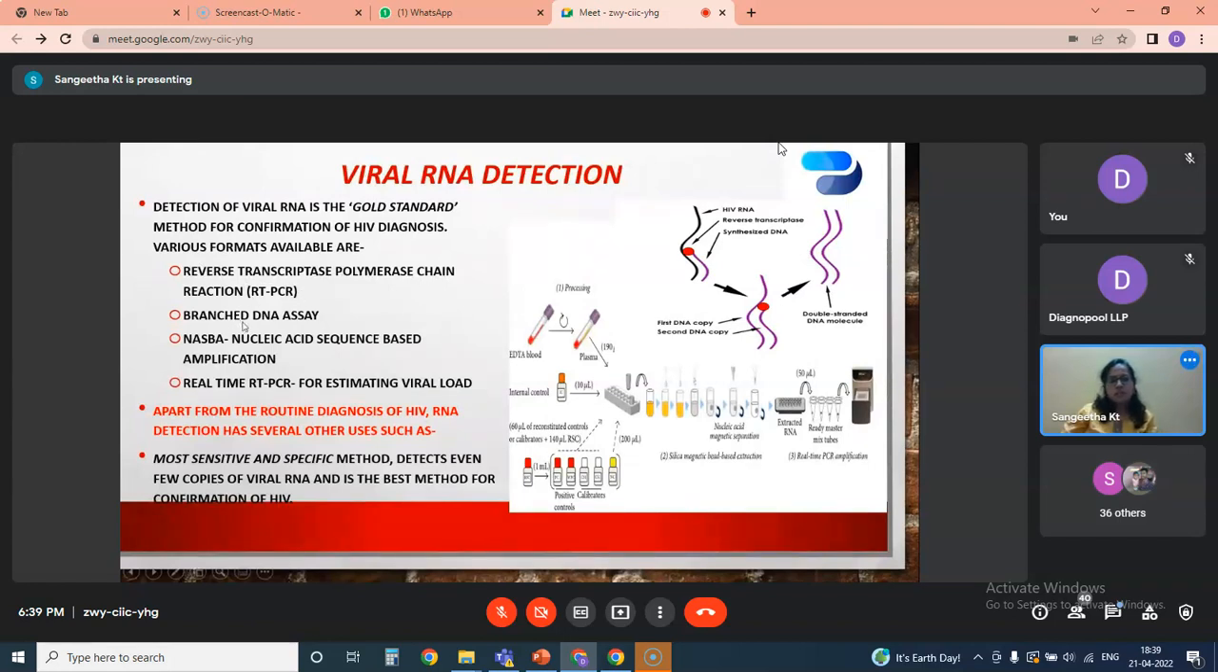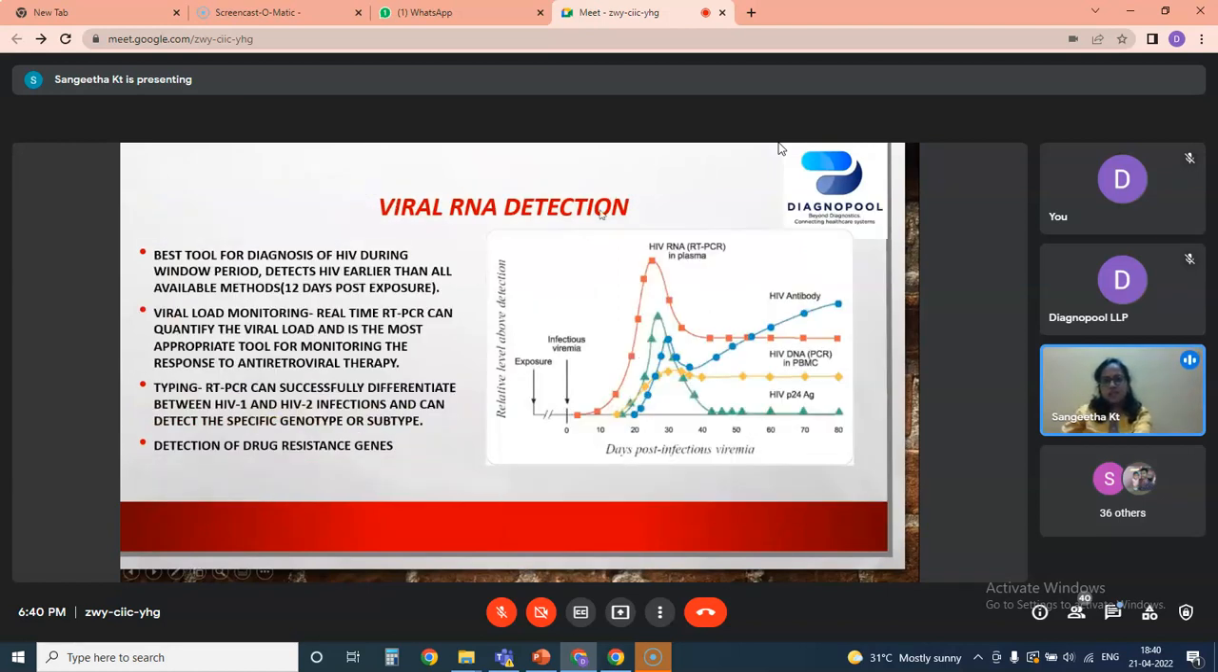There are other methods like the branched DNA assay, the nucleic acid sequence based amplification, or the real-time RT-PCR, which is mainly used for quantification of the viral RNA for estimating the viral load. So apart from the routine diagnosis of HIV, RNA detection has several other uses. It is the most sensitive and specific method, detects even a few copies of viral RNA, and it is the best method for confirmation of HIV.